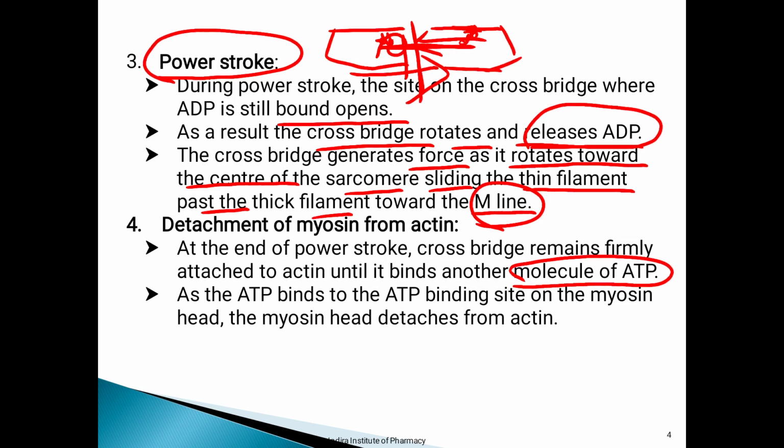So when an ATP molecule comes and binds to the ATP binding site on the myosin head, it will get detached from actin, that is the thin filament. As ATP binds to the ATP binding site on myosin, the head detaches from actin.